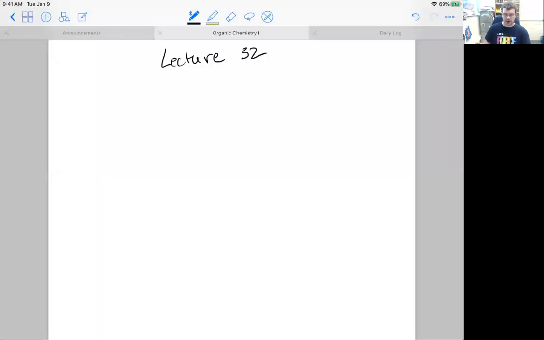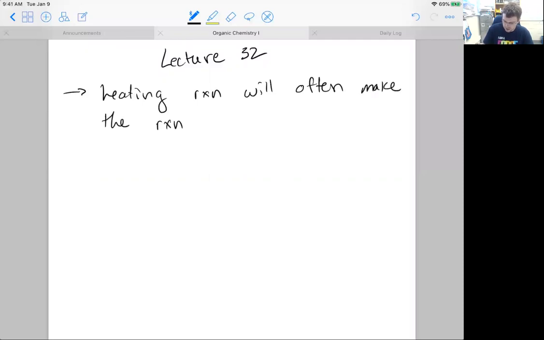In this lecture, we're going to look at how heat impacts the rate of a reaction. In general, when we're thinking about heat and reaction speed, there's a common set of intuitions where heating a reaction will often make the reaction go faster. And by go, I mean proceed. The amount of product that's formed per unit of starting material increases per unit of time.